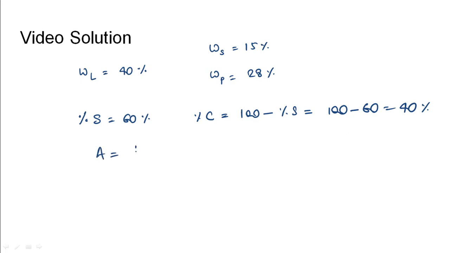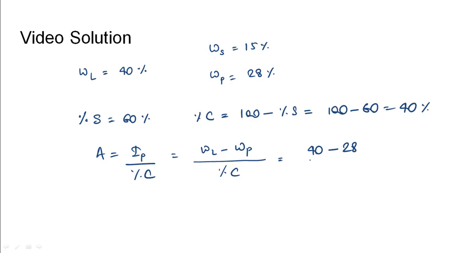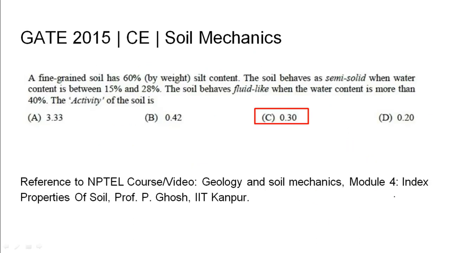So activity is given by IP over percentage of clay. IP is the difference of liquid limit and plastic limit, and this is divided by the proportion of clay. So the liquid limit was 40, plastic limit is 28, and percentage of clay is 40. So this would become 12 by 40, that is 0.3, which is our activity coefficient. So the activity of the soil is 0.3, that is option C.